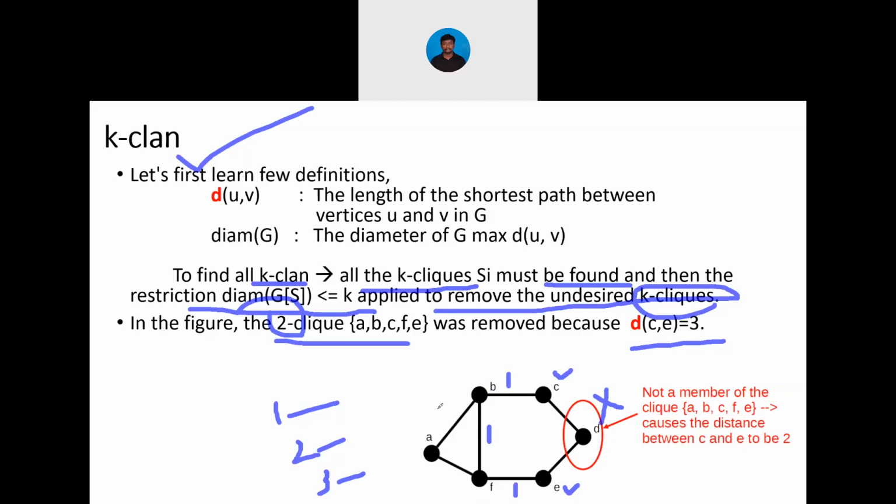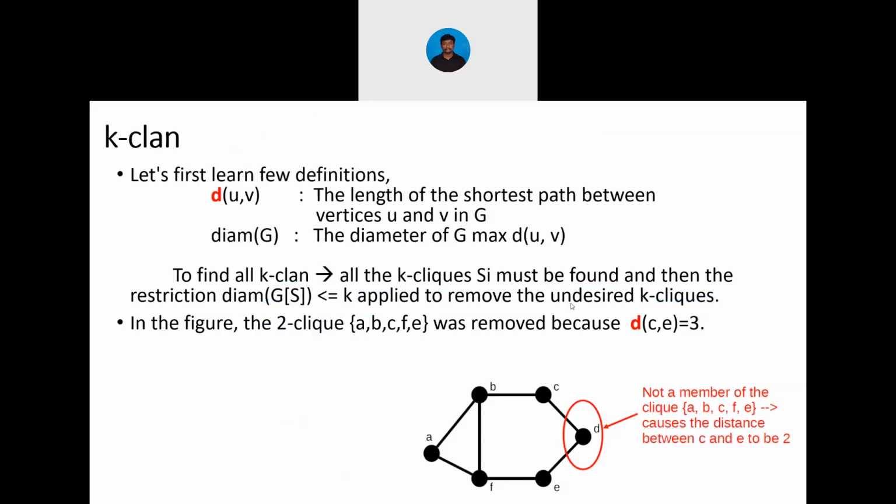Here in this particular graph, this is a complete graph. I'm going to derive the subgraph, right? For deriving the subgraph, I derive a subgraph also called ABCFE. This is also called a two-clique. Why am I removing this two-clique? What is the need of removing this two-clique? Because for C to E, it has to traverse a distance of 3, and hence I am removing this two-clique in this particular graph.